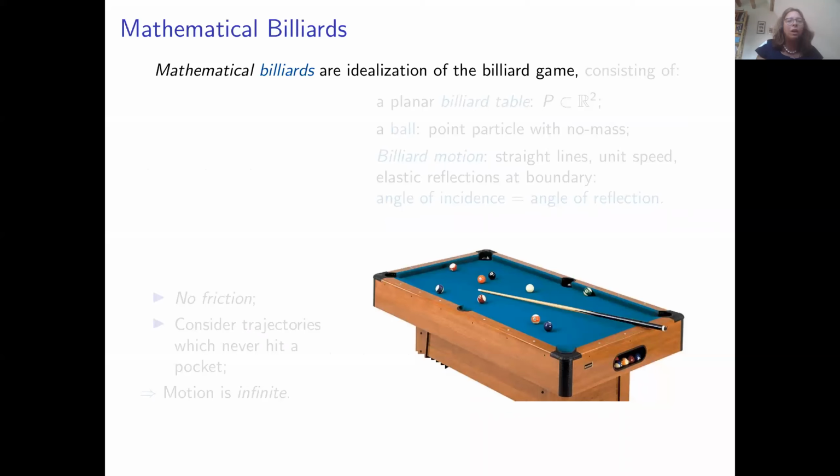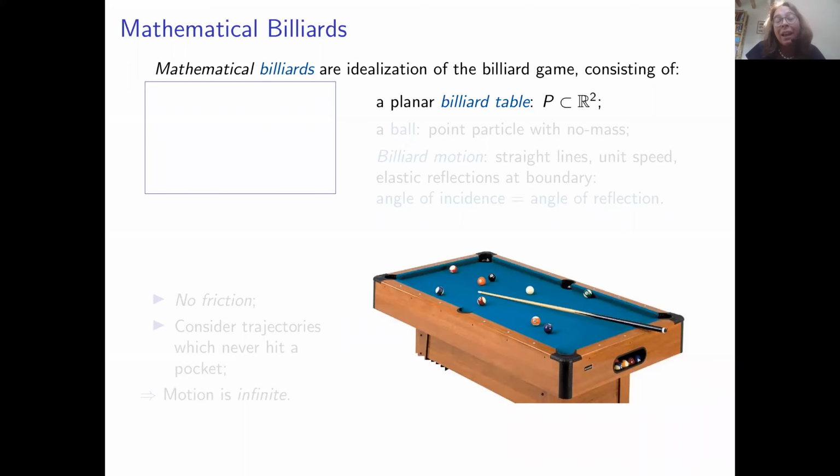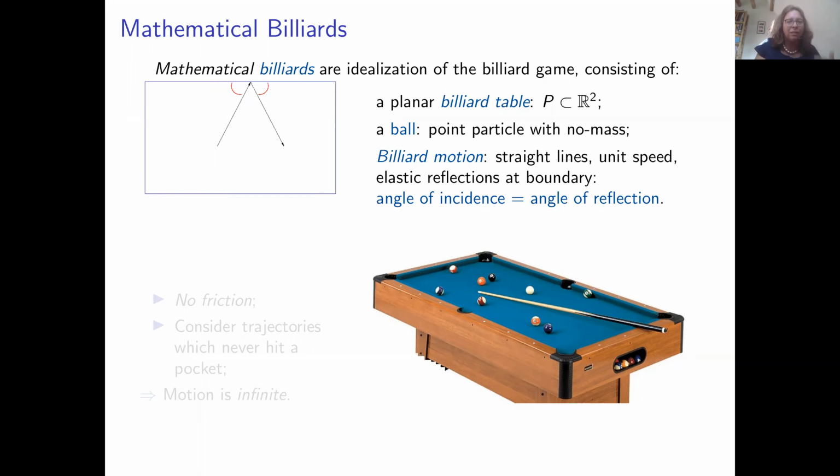Okay, so I want to start with a very easy example of a deterministic system to show the difference between slow and fast chaos. Many of you have probably seen mathematical billiards. This is a real billiard that you can have in the pub. We don't have a virtual billiard to play tonight, but an idealized, mathematical billiard is when you have a table, which is a planar domain, and a ball, which is a point with no mass. The motion, as in the real billiard, happens by moving along straight lines until you hit the boundary of your domain.